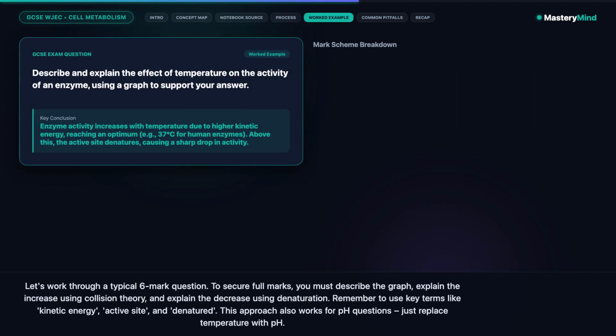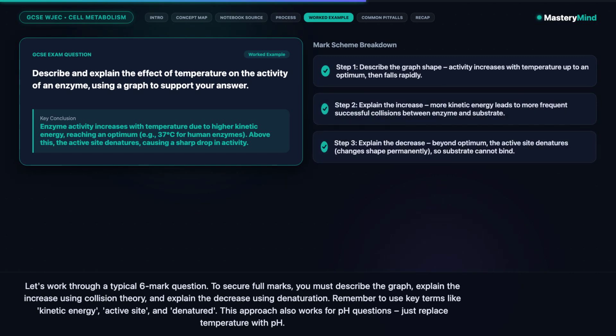Let's work through a typical 6-mark question. To secure full marks, you must describe the graph, explain the increase using collision theory, and explain the decrease using denaturation. Remember to use key terms like kinetic energy, active site, and denatured. This approach also works for pH questions, just replace temperature with pH.